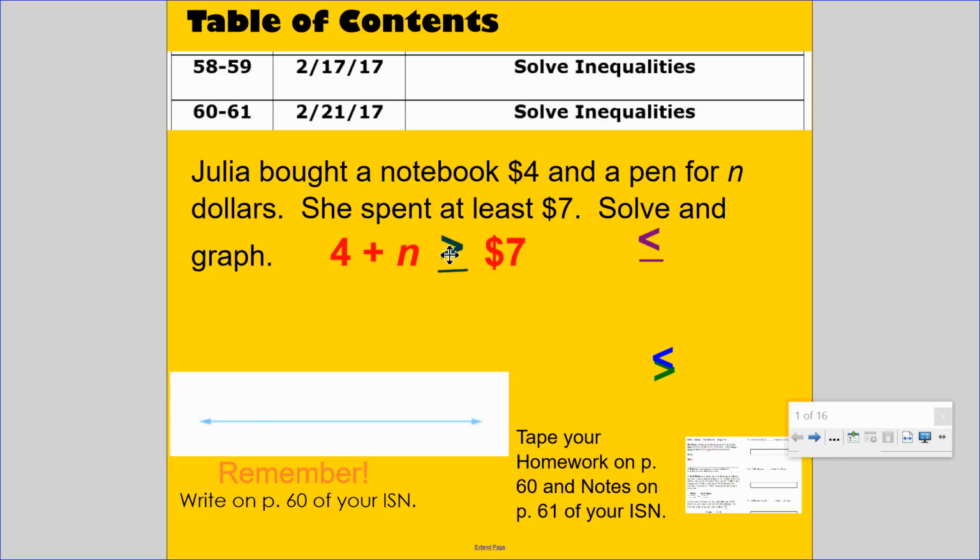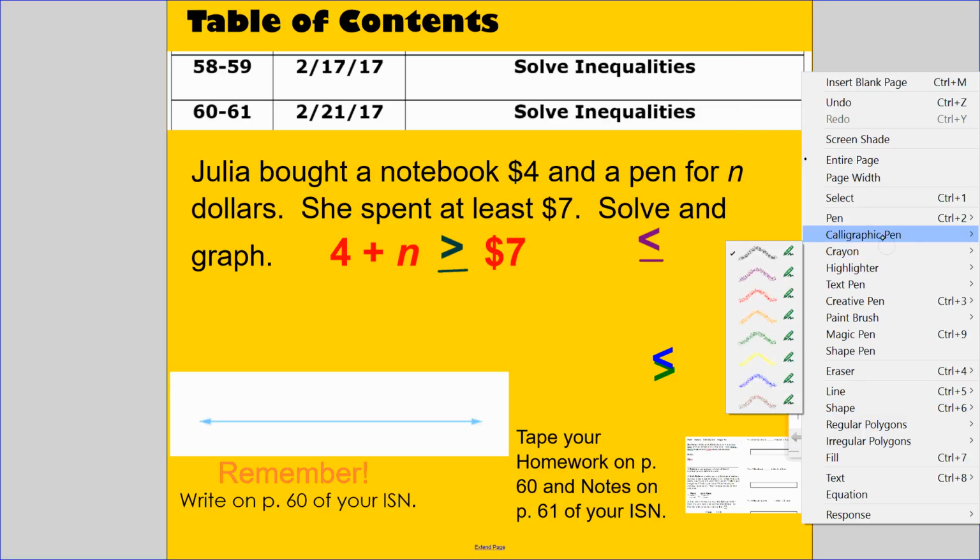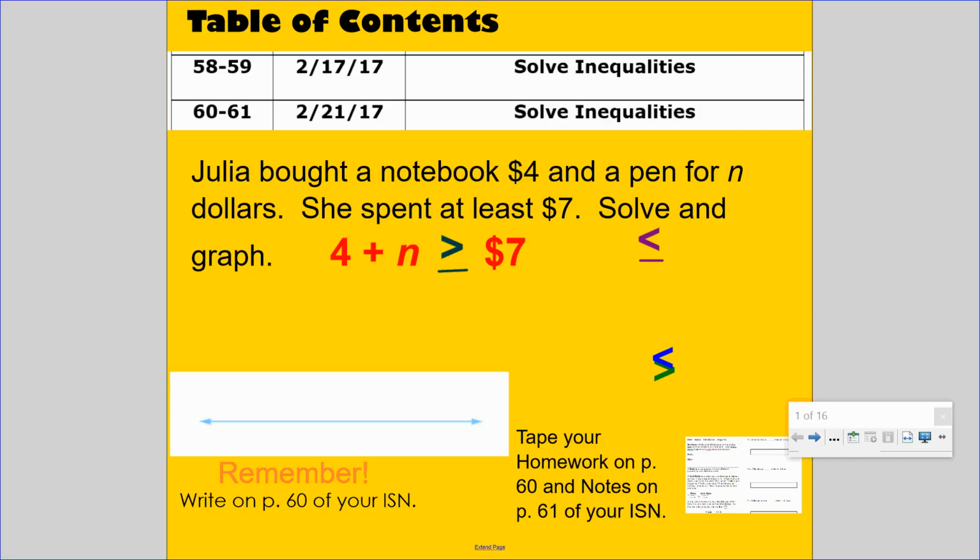So it must be this one, because this side is 4 plus n is more than or equal to $7. So now we need to solve it. Let me get my calligraphy pen. I'll use green. I need to isolate n. What is the inverse of 4? Minus 4. Minus 4. Cancel. n is greater than or equal to $3. That means her pen must have cost more than $3 or equal to $3.